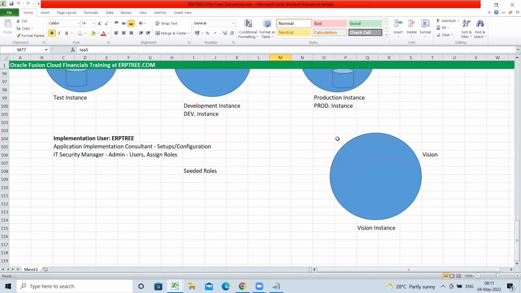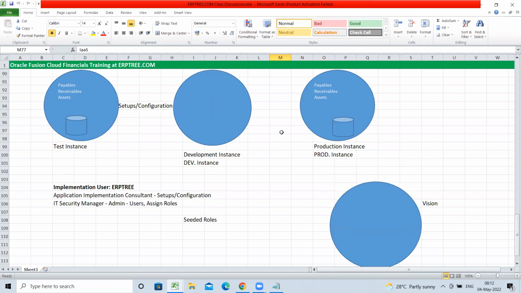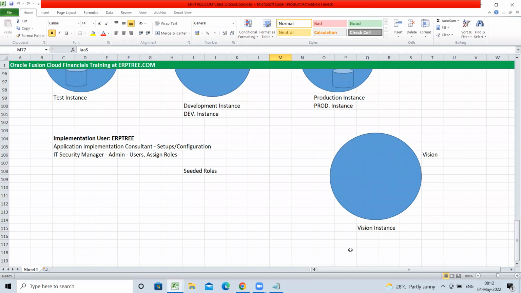For training or learning purposes, Oracle is providing a Vision instance. What is the difference between the Vision instance and other instances? In other instances, you never find any sample data. But when you look at the Vision instance, you can find a good amount of sample data in every application. This is just for training purposes. No client will use this Vision instance for their business purposes.